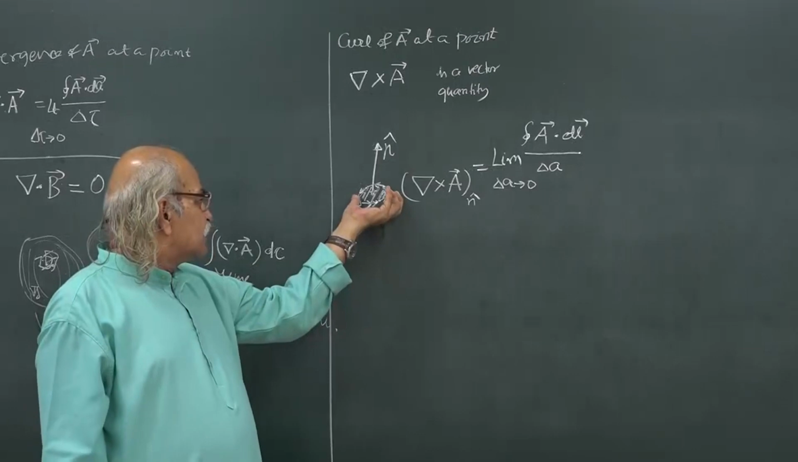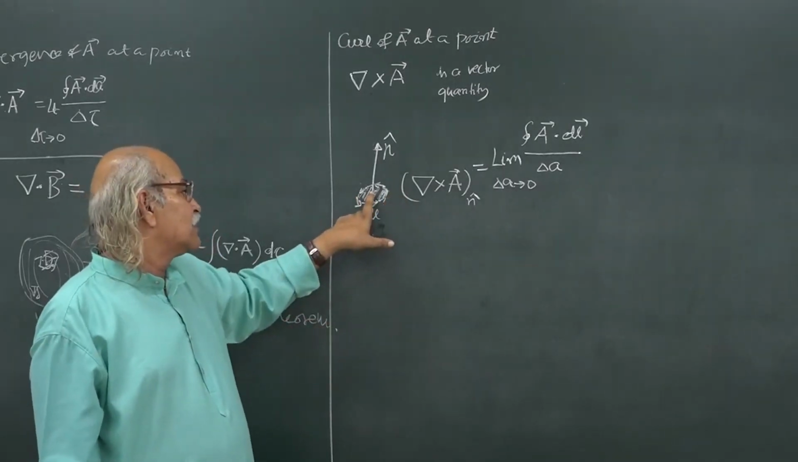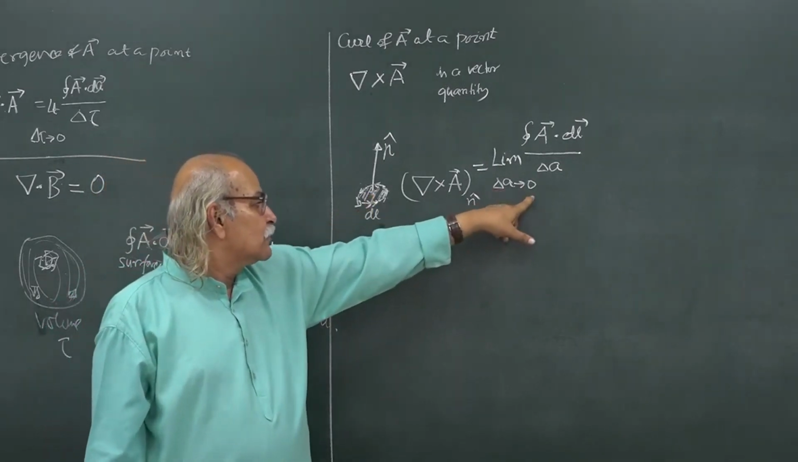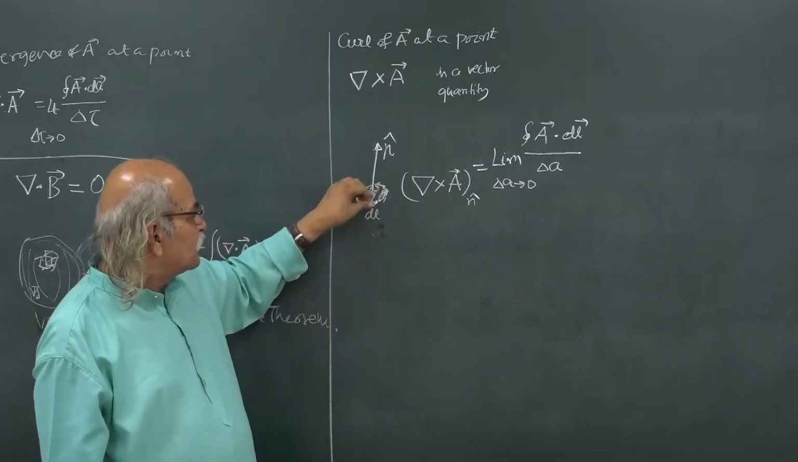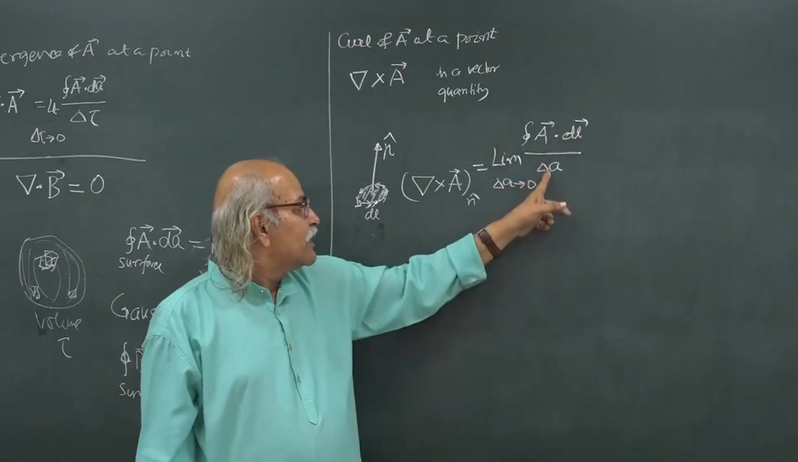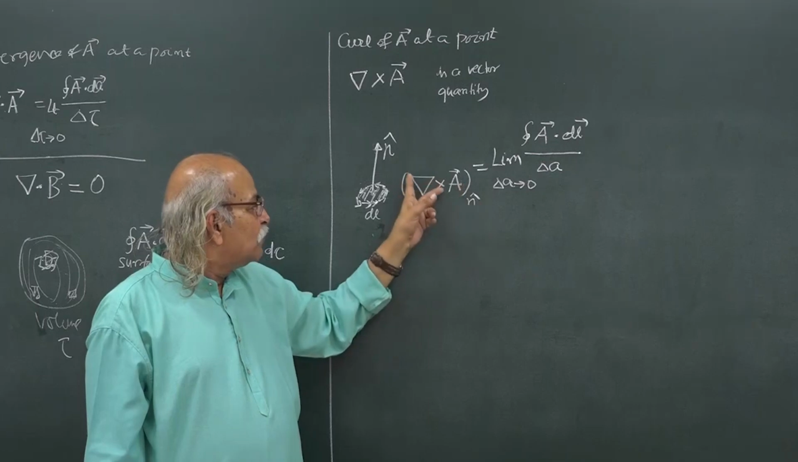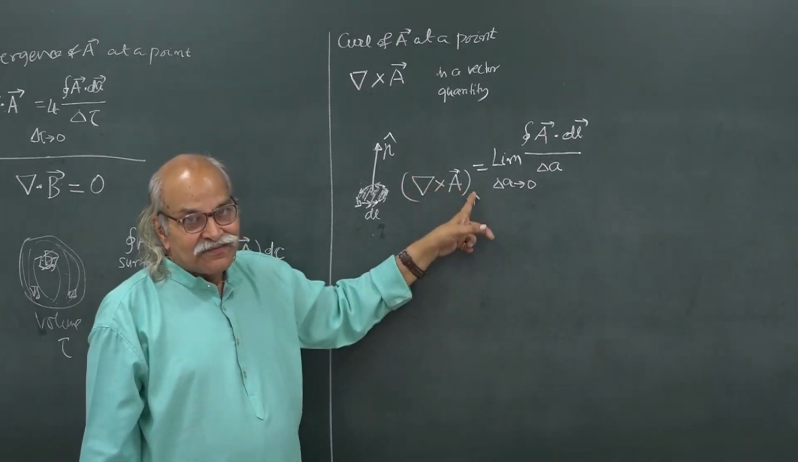So, the size of this loop shrinks towards this point, the original starting point. That is the meaning of this delta A going to 0. You shrink it, make it smaller, smaller, smaller, but all the time calculate this, divide by this area, and take the limit. That is the component of curl of A in this n cap direction.